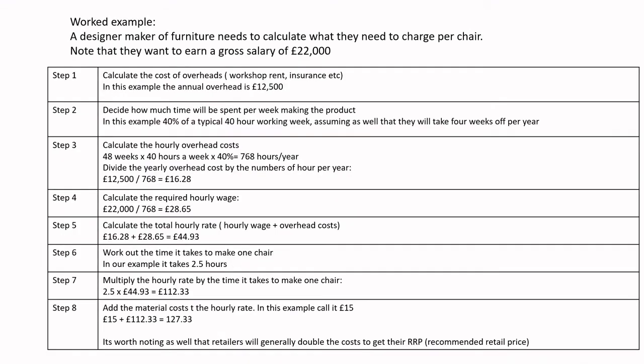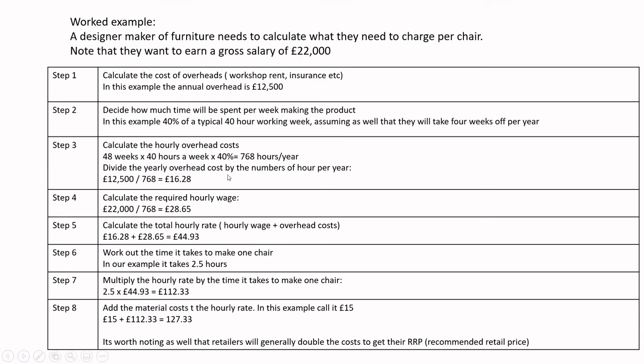So just to show you a little rundown of an example, okay: a designer maker of furniture needs to calculate what they need to charge per chair. Note that they want to earn a gross salary of £22,000, so they want to take home £22,000 at the end of the year. So what you want to do is calculate the overall cost of the overheads, so that is like workshop rent, insurance, and so on. So in this example, we'll call it £12,500. Then you want to decide how much time was spent per week making the product. So in this example, say 40% of a typical working week. Assuming as well that they're going to take holiday, so they'll take 4 weeks off a year because everyone likes to go on holiday, and then Christmas and that type of thing.